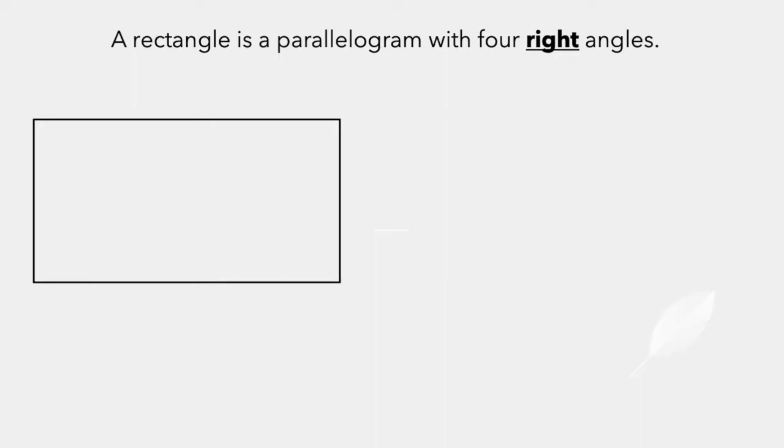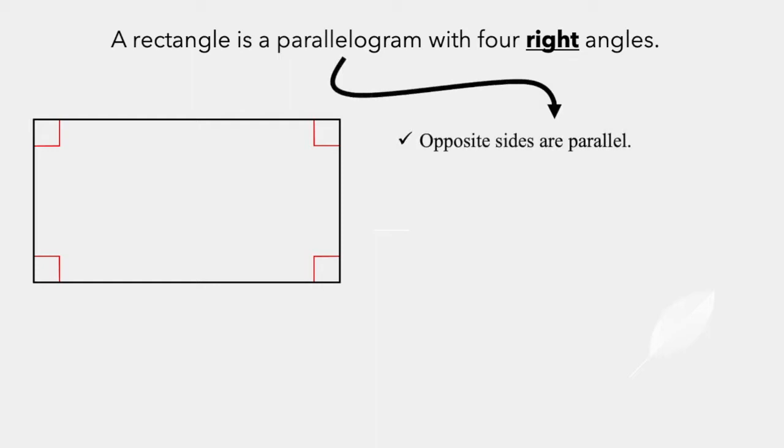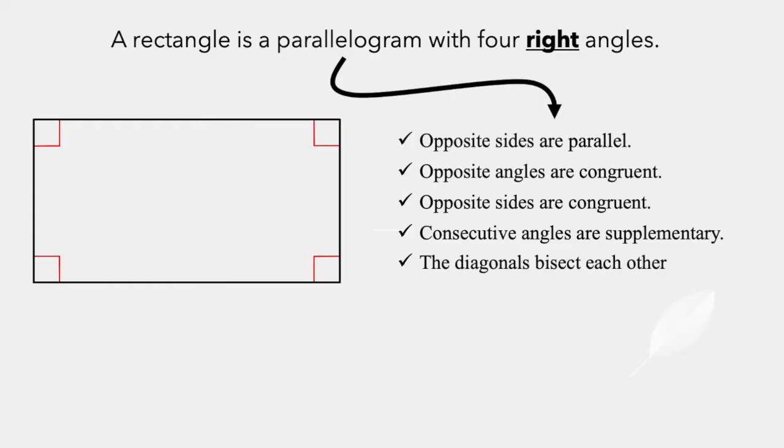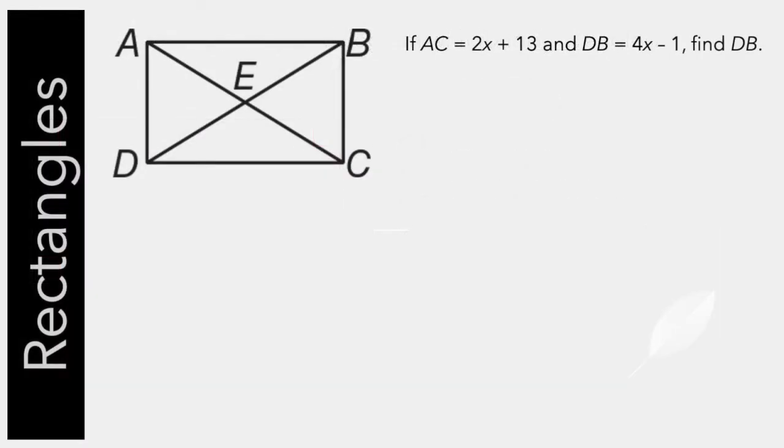A rectangle is a parallelogram with four right angles. And because it's a parallelogram, it has all the qualities of a parallelogram, like opposite sides are parallel, opposite angles are congruent, opposite sides are congruent, consecutive angles are supplementary, and the diagonals bisect each other. We get to add something to this list now because it's a rectangle, and that is that the diagonals are congruent. So with that in mind, let's try a couple problems.